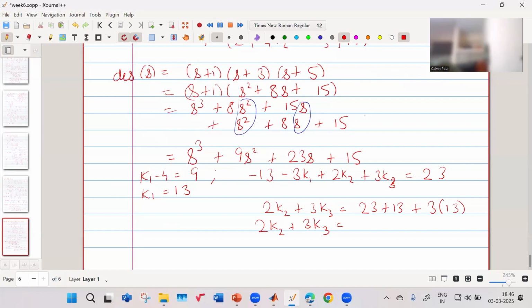I'll use the calculator only for this: 23 + 13 + 3 into 13. So that is equal to 75. Okay.